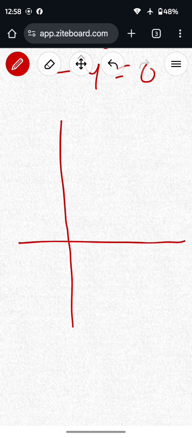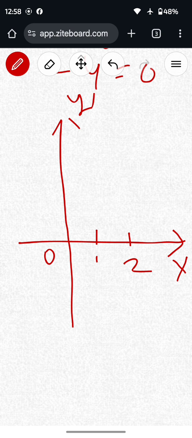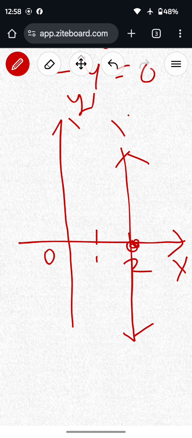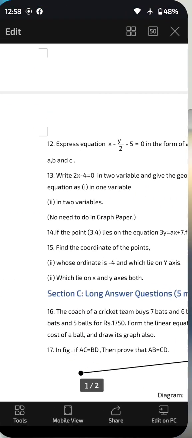in coordinate plane, this is origin 0, 1, 2 in x-axis, this is y-axis. So x equal to 2 is here, so the graph is parallel to y-axis, which is x equal to 2. Now come to the next question.